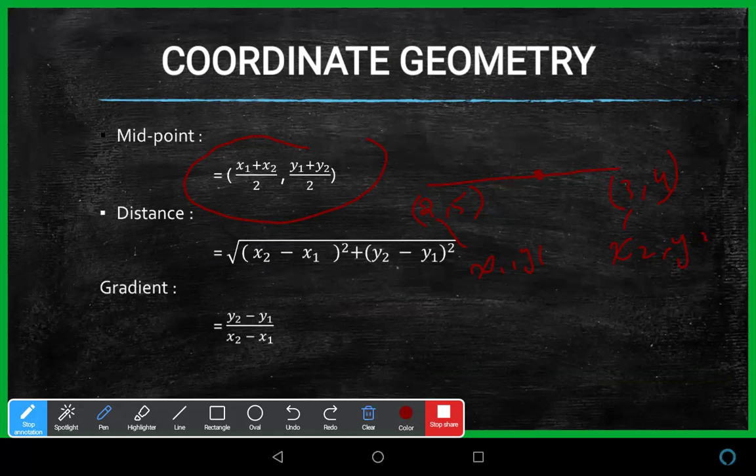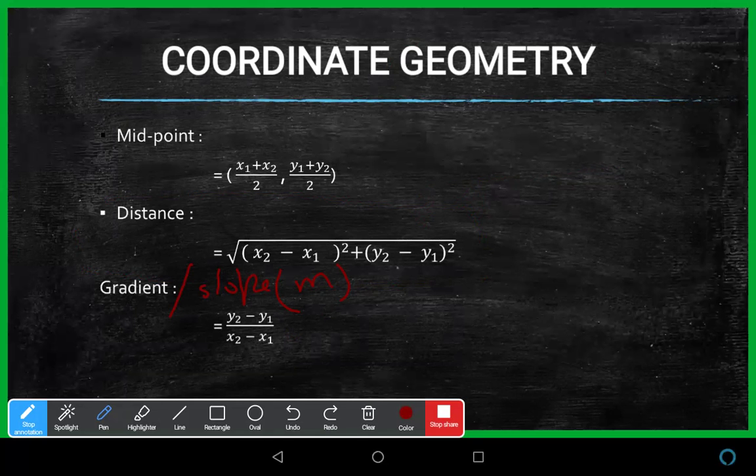The second formula is distance. If we need to find the distance between two points, we have a formula like this: x2 minus x1 whole square plus y2 minus y1 whole square, and whole root. This is the formula to find the distance between two points. And the last one is the gradient formula. Gradient is also known as slope, and it is denoted by m. The formula of gradient is y2 minus y1 divided by x2 minus x1. These are the formulas we will use in this chapter.